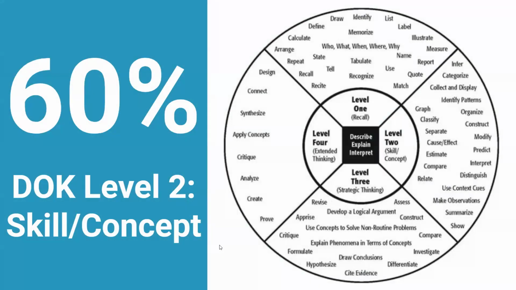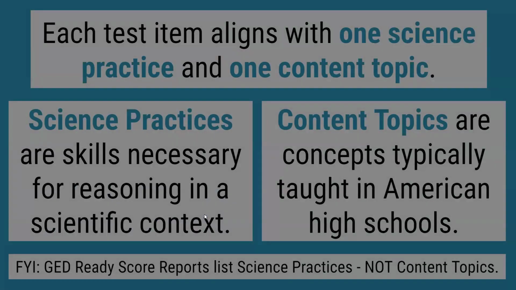Approximately 60% of the test is going to be at that DOK level 2, the skill and concept level. So asking them to infer or interpret or use context clues or summarize. There's a good chunk of questions that could potentially be at level 1, that recall. And a good chunk that could potentially be at level 3, which is more strategic thinking, but nothing on the GED science test is going to hit that level for extended thinking.